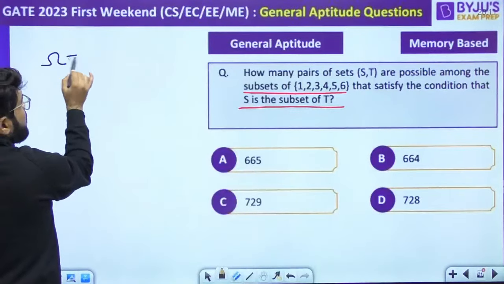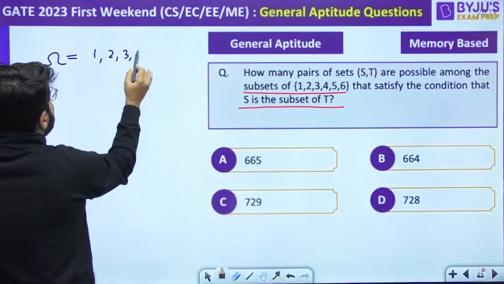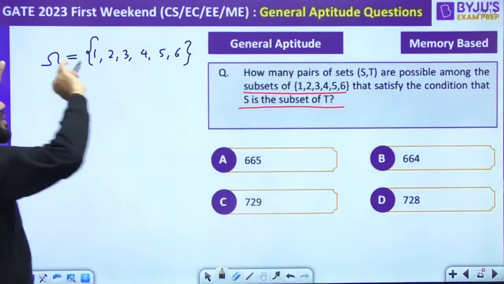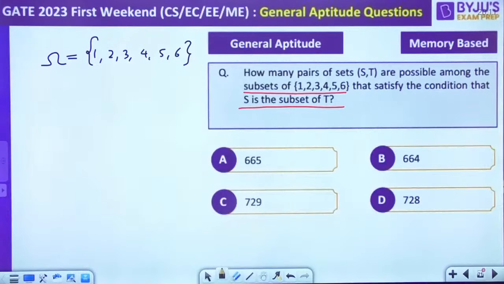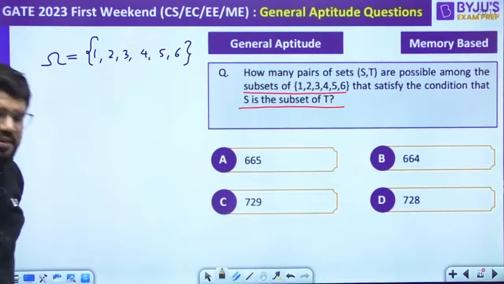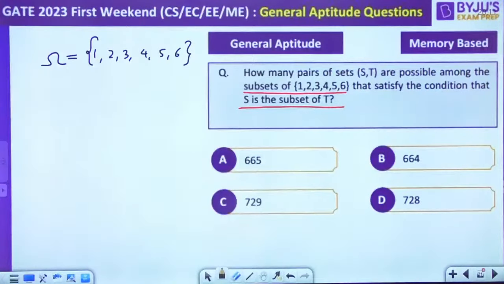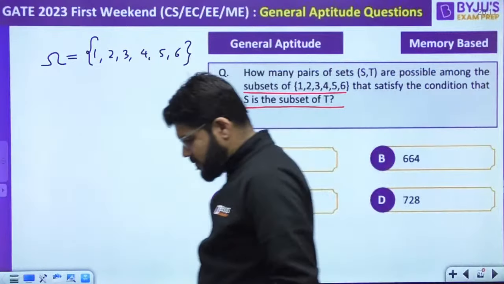Acha, what is my total space? I'll call it my sample space. That is 1, 2, 3, 4, 5 and 6. Now how many pairs of S and T are possible that satisfy the condition that S is a subset of T? Tell me.